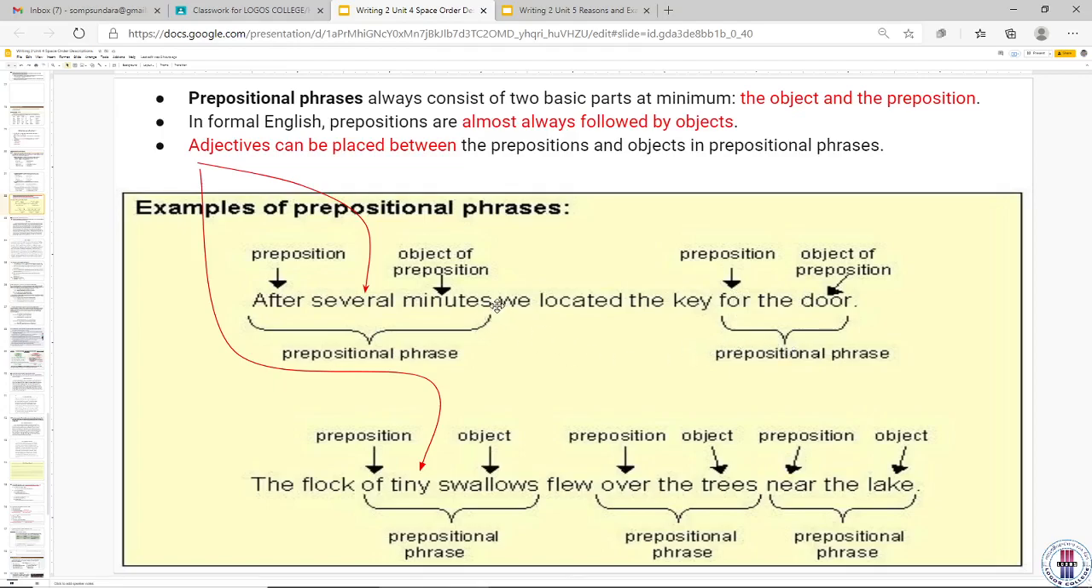Here they made a mistake. There should be a comma right here. After several minutes, we located the key for the door. Yeah, there should be a comma. Oh, we'll get to that later.